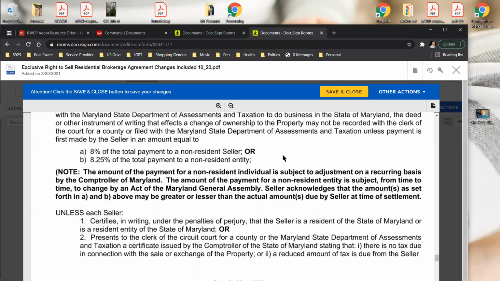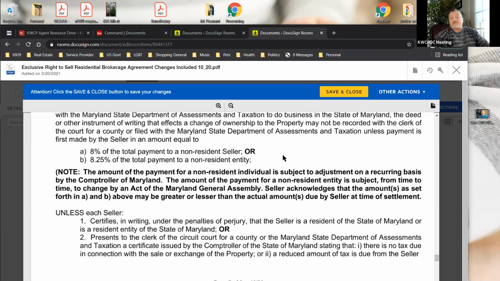Wow. Okay. Is that a flat rate per year, or is this a flat rate? It's a flat rate per the transaction. It's 8% of the sale price. And that could be a significant number.